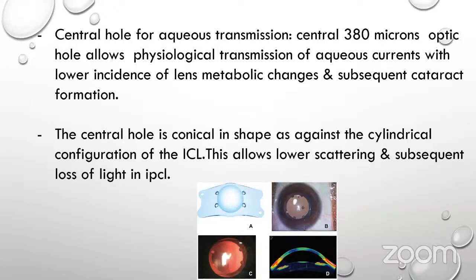Central hole for aqueous transmission. The central 380 micron optic hole allows physiological transmission of aqueous currents with a lower incidence of lens metabolic changes and subsequent cataract formation. The central hole is conical in shape as against the cylindrical configuration of the ICL. This allows lower scattering and subsequent loss of the eyepiece.